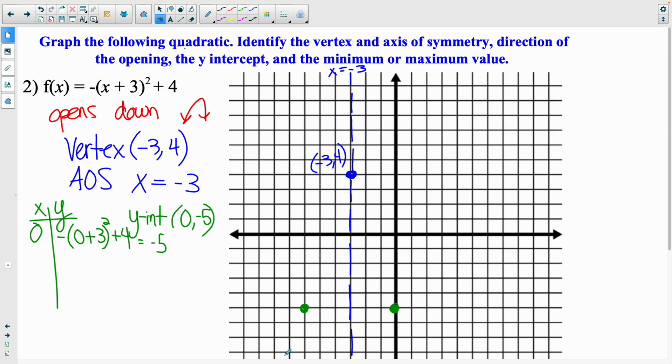All right, so 0, -5 down here. Plot its partner point over here. And now we just need one more pair of points. So we have to pick an x.